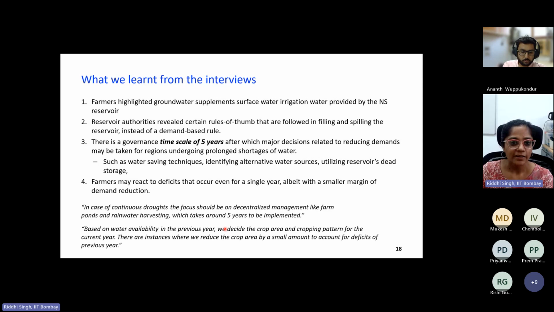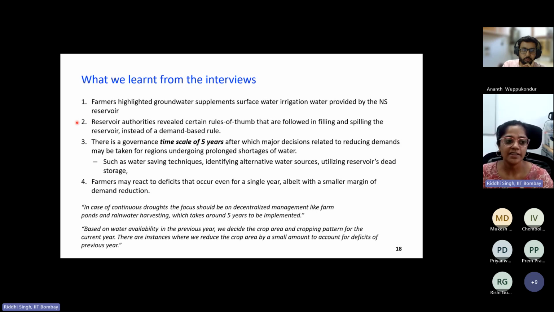What we ended up learning from them was that our systems model is not necessarily what is happening on the ground. One of the first things we learned was in these command areas of large reservoir, although you are supplying surface water, groundwater is still being used to supplement surface water. So if you want to understand water security condition of the farmers, you should be simulating that conjunctive use. So whenever reservoir water falls short, you should be having a process in your model to pump the groundwater up.